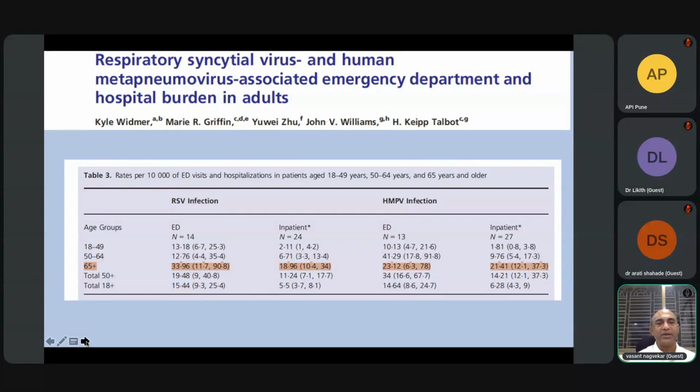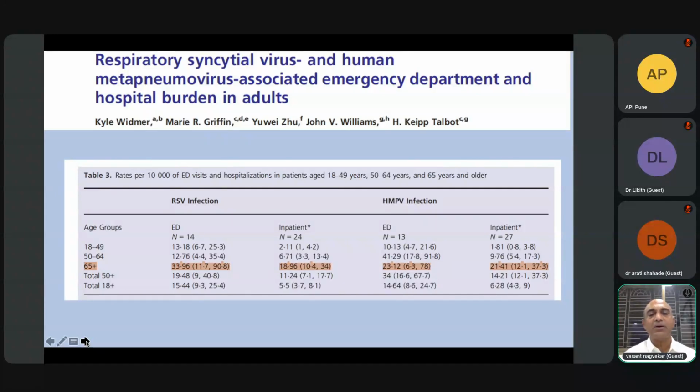similar to RSV. If you see the comparison of respiratory syncytial virus with human metapneumovirus for patients, I'm specifically talking about 65 years and above, the one which has been highlighted, the inpatient rate for RSV infection was around 19%, whereas for human metapneumovirus it was around 23%. So more or less the admission rate was around 21%. So 21 versus 19%, almost the same.